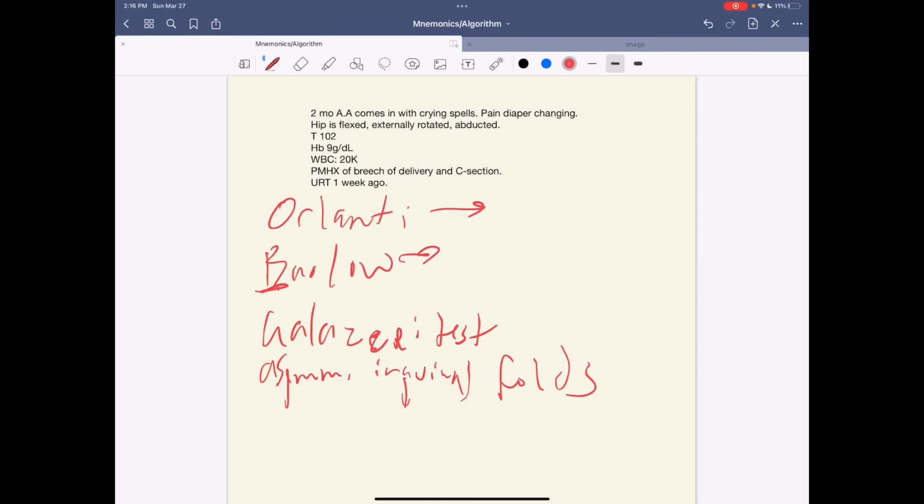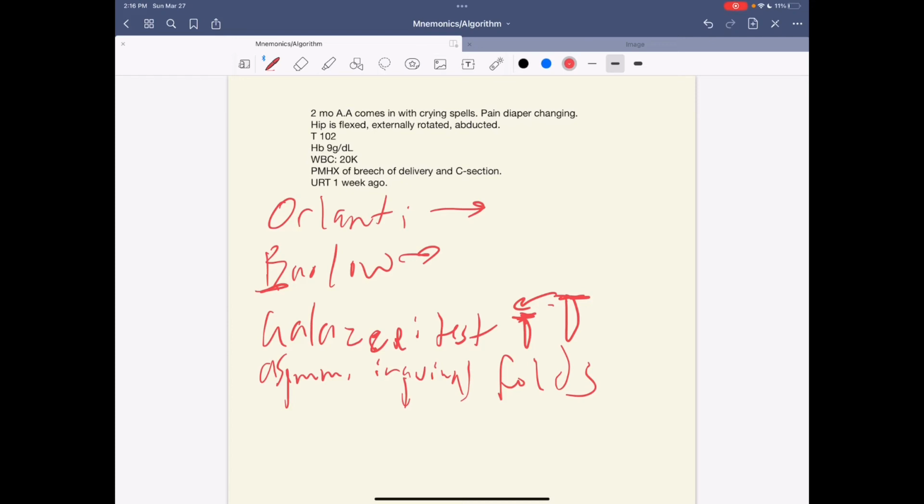And then the Galeazzi test just shows that if you put the child on its back and look at the knee height, one will be lower than the other. So if this is one knee and this is the other knee, one knee will be lower than the other. This shows that there's asymmetrical knee height, right? So that's a positive test.